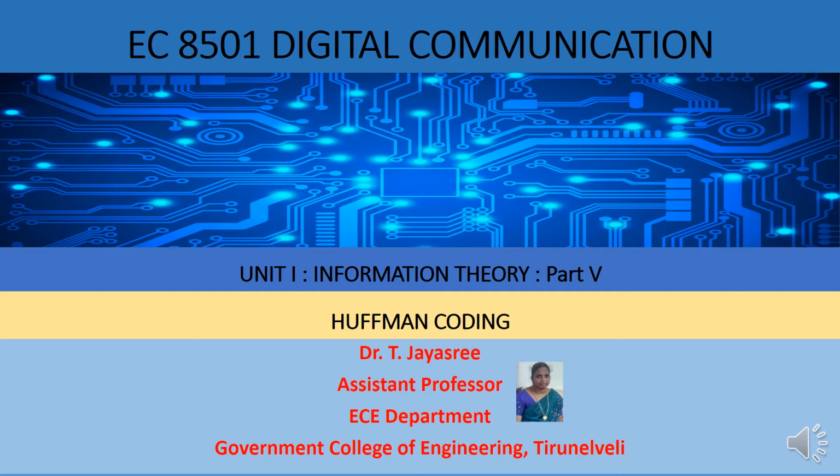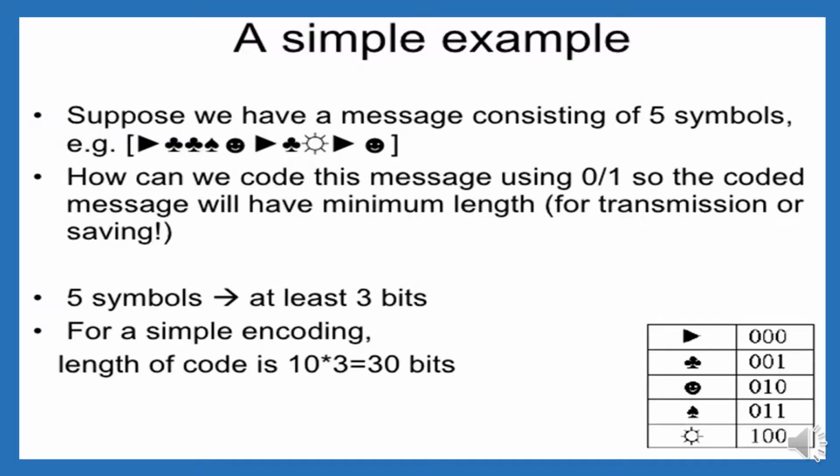In this lecture we will discuss the details of Huffman coding. Now let us discuss this with an example. Suppose we have a message consisting of 5 symbols as shown below. How can we code this message using zeros and ones?